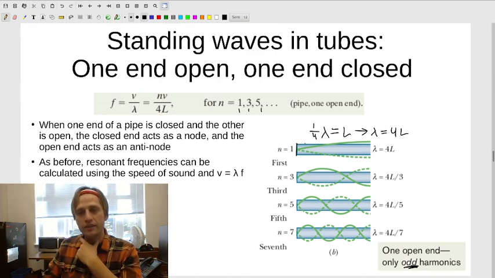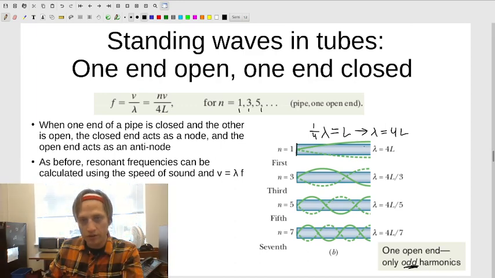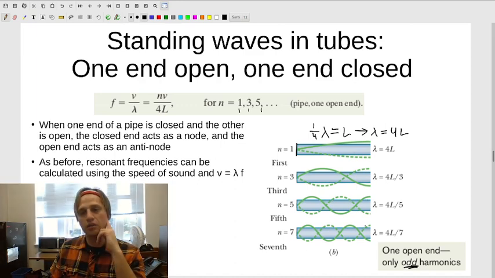Okay, so that is a little surprising. Remember, one node is now at the end and the antinode is at the other end, and so you can fit in a longer wave and make a resonance. Okay, same way with the other resonances going on up.